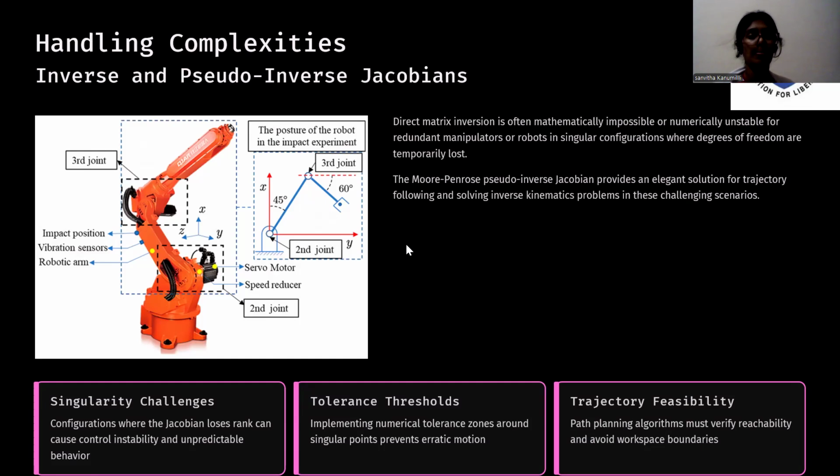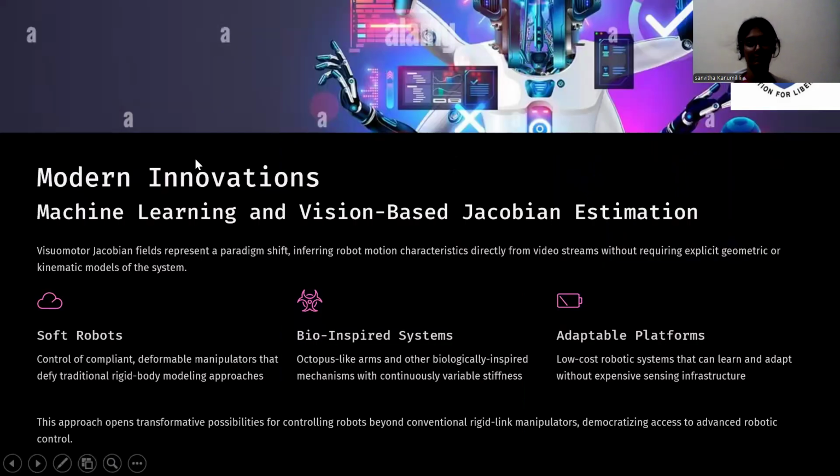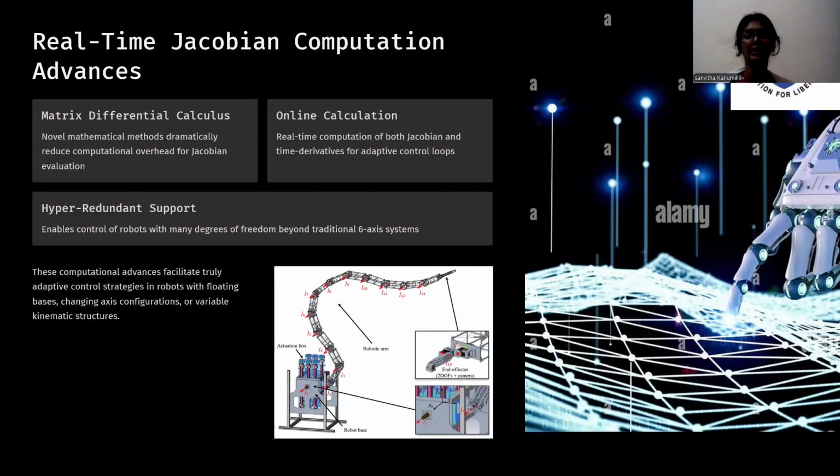And moving on, real-time Jacobian computation advances. Matrix differential calculus: novel mathematical methods dramatically reduce computational overhead for online calculation. Real-time computation of both the Jacobian and its time derivatives supports adaptive control loops, and hyper-redundant support enables control of robots with many degrees of freedom beyond traditional six-axis systems. These computational advances facilitate truly adaptive control strategies in robots with changing axis configurations or variable kinematic structures.